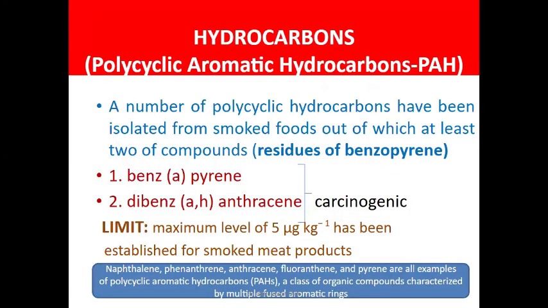Then hydrocarbons. Already I told you, when you are subjecting the meat to high temperature, or the pyrolysis is taking place at very high temperature, then polycyclic aromatic hydrocarbons are formed.